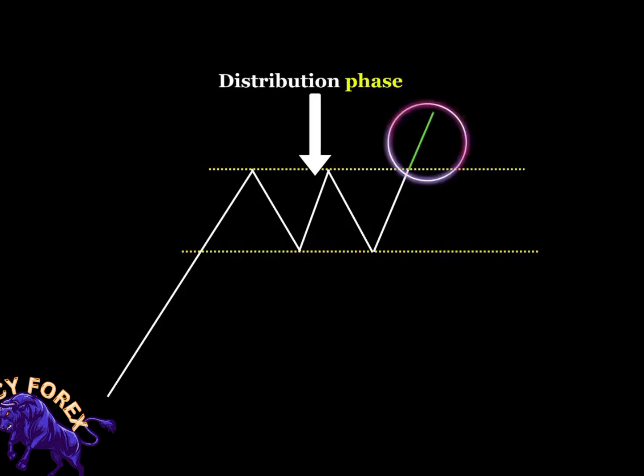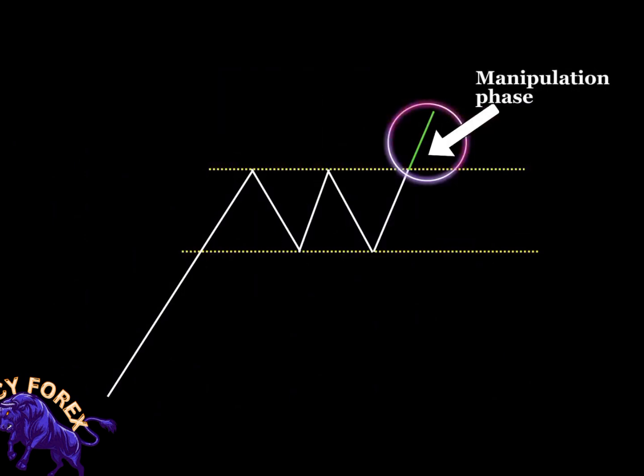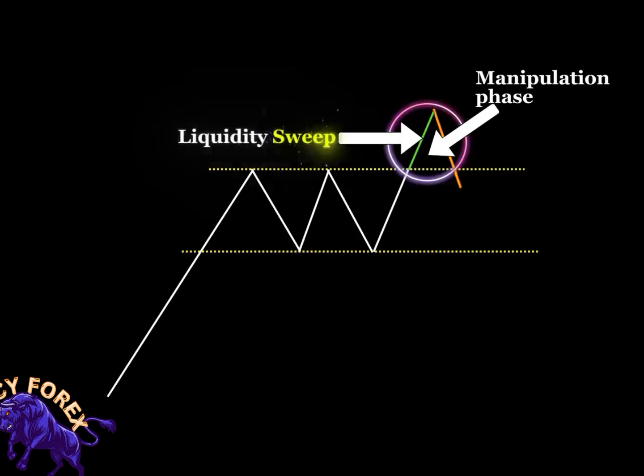Next comes the manipulation phase. Price suddenly breaks above the range, triggering breakout entries and stop losses from short sellers. Retail thinks it's a continuation, but it's not. It's another trap. Price quickly returns inside the range, revealing the move for what it was, a liquidity sweep.